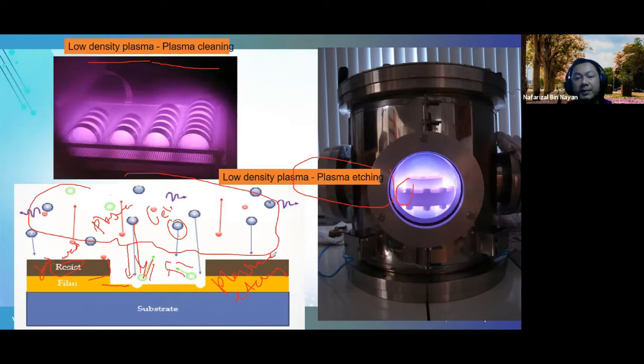This is the most basic process that occurs in this etching, which is used for microelectronic fabrication. Most of the time, silicon is used as the substrate here. Then here in the film, most of the time we use silicon dioxide, and this photoresist is some polymer. You can see my writing, right?